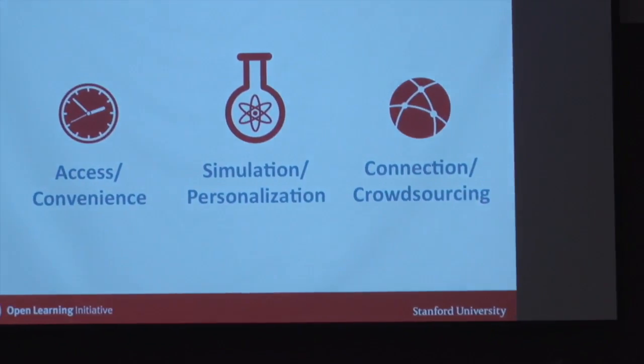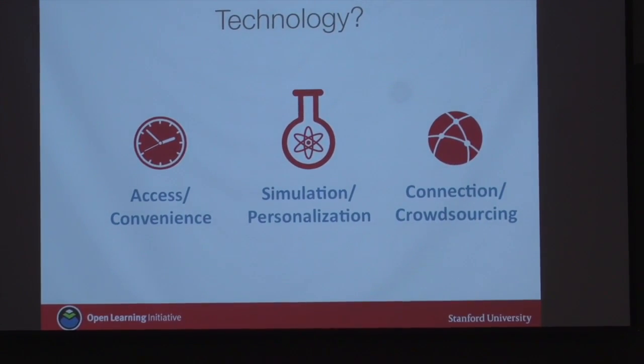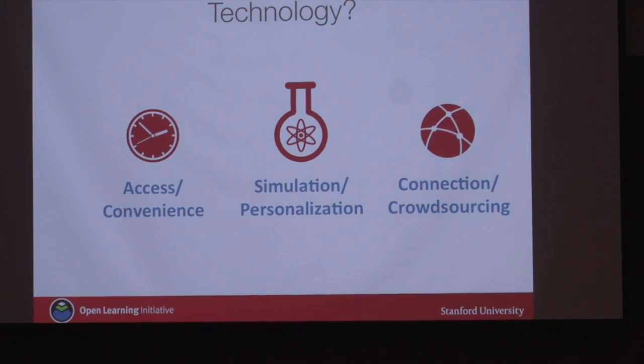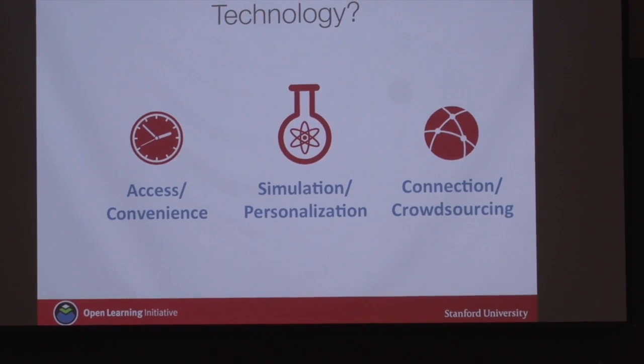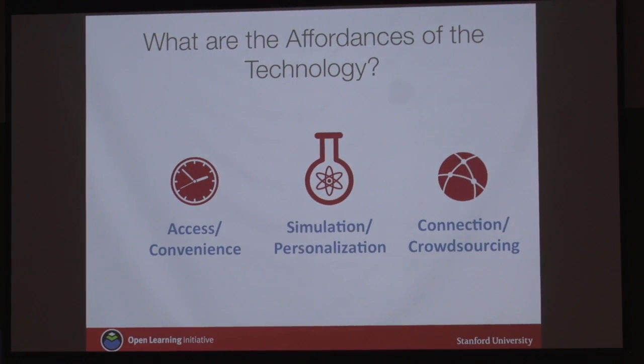The other one is simulation and personalization, that you can do things in an interactive environment that's really hard to do in a classroom. If you're teaching someone engineering, in a simulation you can have them actually build a bridge. The bridge collapses, nobody gets killed. Or in biology, you can see things at that very microscopic level. We can show students what equilibrium looks like. So that's simulation and personalization.